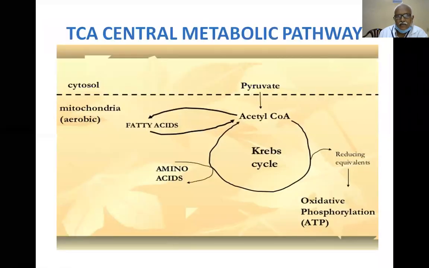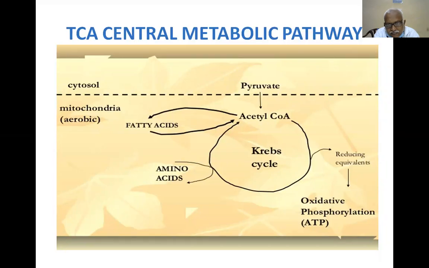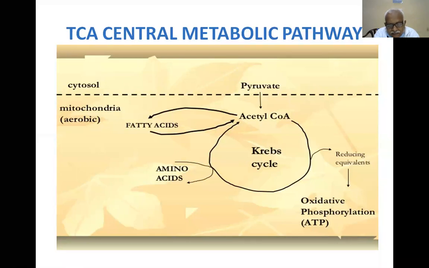So TCA is the central metabolic pathway. Pyruvate from glycolysis will be converted to acetyl-CoA, and that will enter the Krebs citric acid cycle. Reducing equivalents are given by that, and those reducing equivalents participate in oxidative phosphorylation to give ATP. It is the central metabolic pathway for everything and anything. The fats, amino acids, carbohydrates, all the things will enter this and finally get converted to ATP.